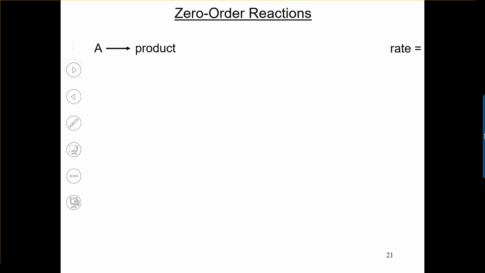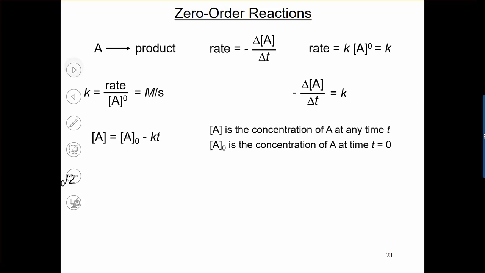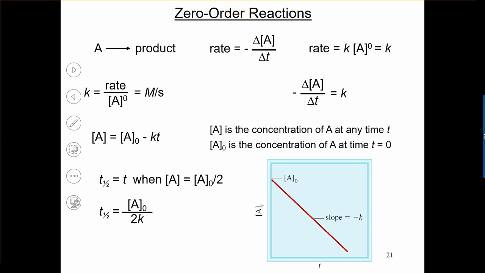Zero order reactants just simply means that it doesn't cause any change at all. And so if I was to graph it, it would just be a straight line without any manipulation to A. So this would be an indication that this is a zero order reaction. Okay?